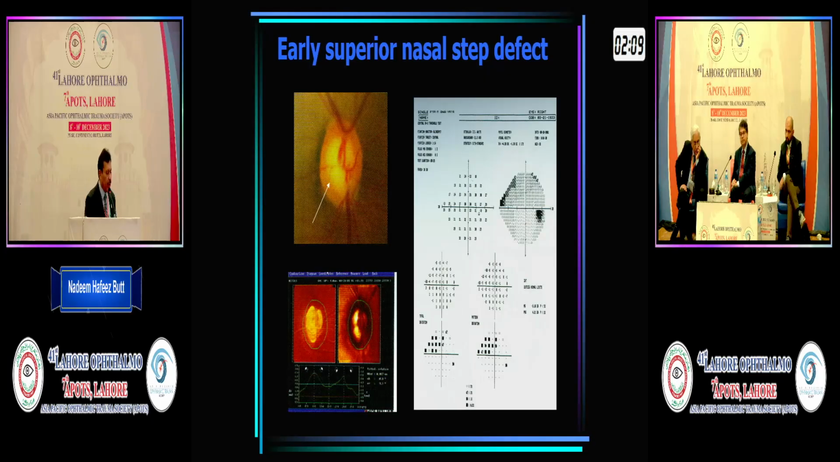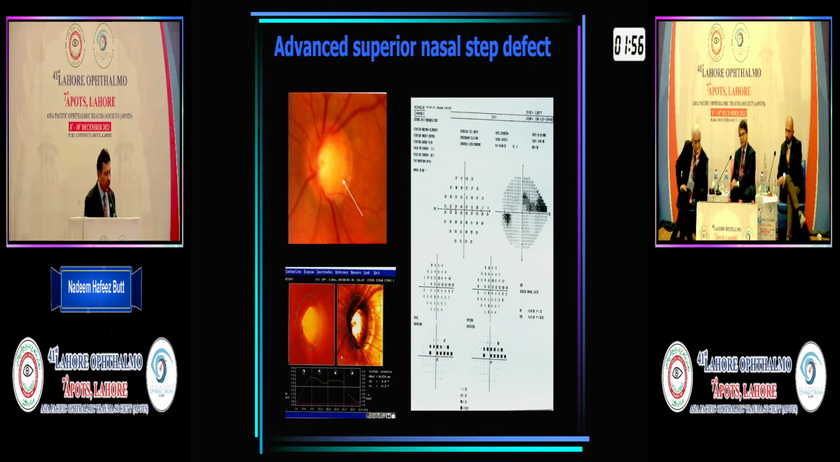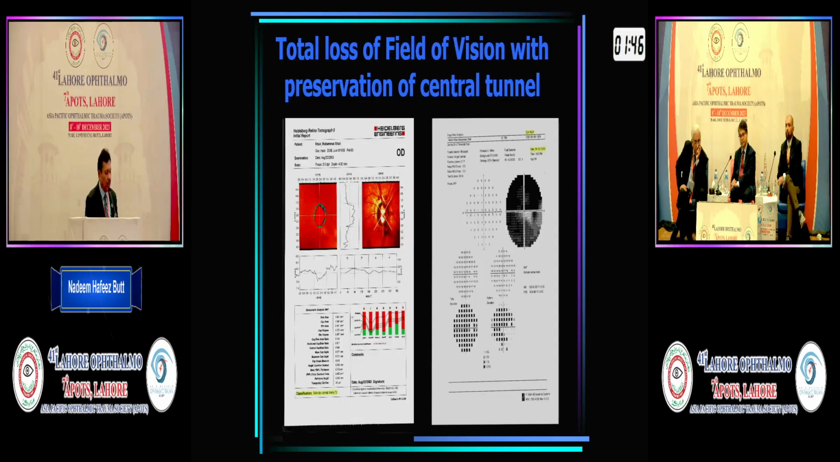So again, another picture where you can see the superior nasal step defect here, and similar findings on the visual field and similar changes in the optic disc area in the clinical examination. Advanced superior nasal step defect, you can see the clinical changes and the same pattern of changes in the visual field area. Total loss of field of vision with preservation of central tunnel, you can see there is advanced cupping and changes in the clinical findings, and similarly the visual fields also correlate with the clinical findings.